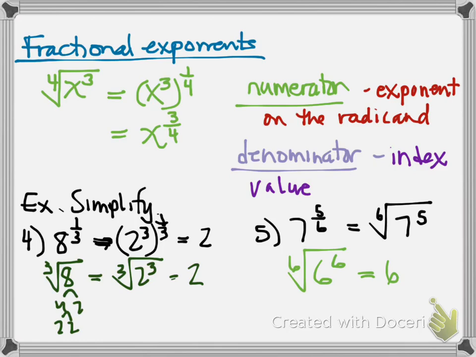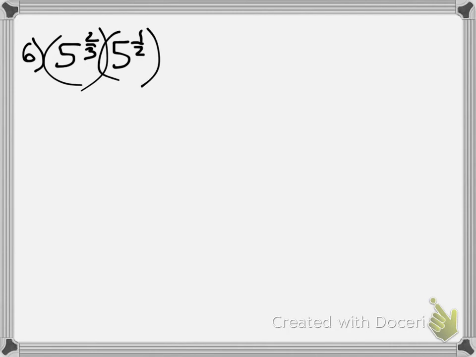All right, so let's try a couple doozies. We're still simplifying. Let's do some math with these guys. What if I have 5 to the 2/3 power and I want to multiply it by 5 to the 1/2 power? So go back to your rules. If I'm multiplying monomials and the bases are the same, what do I do to the exponents? I add.